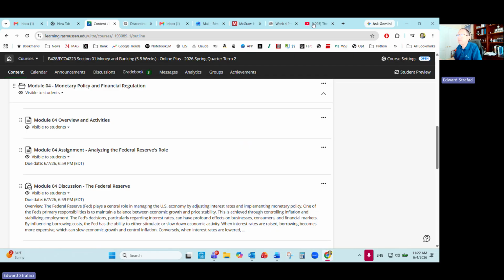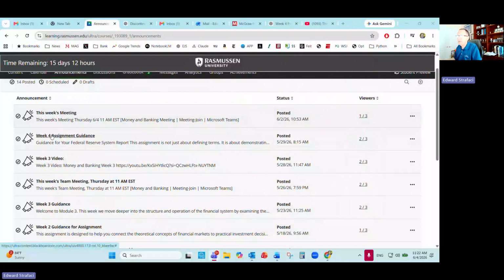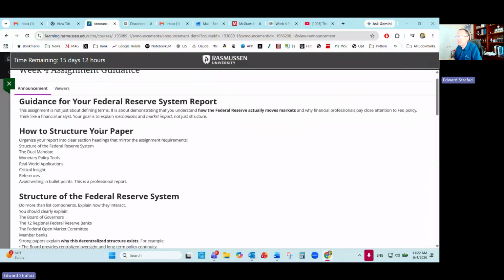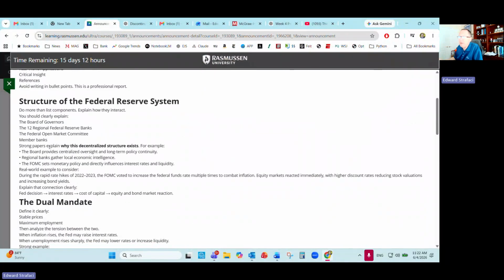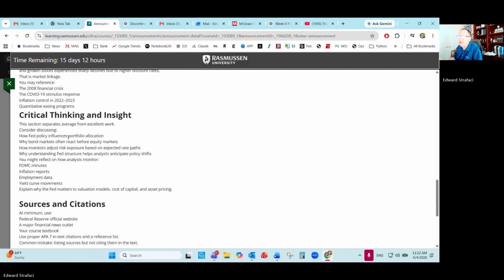I'm going to stop sharing for a moment. If you go to your assignment, let me share that. You go to your announcements. Here's your week 4 assignment guidance. Here's how you structure your paper. Here's how you write it.